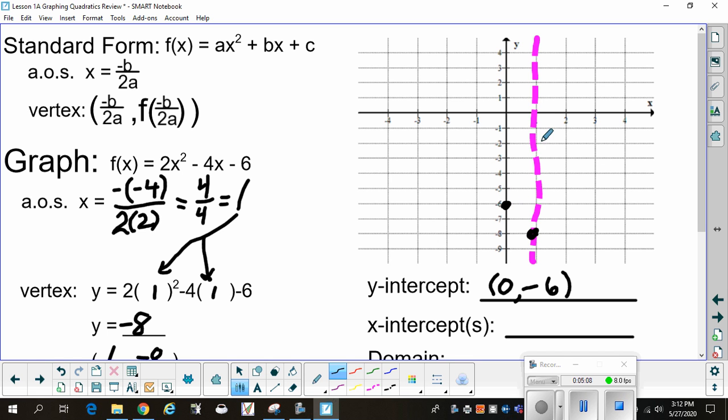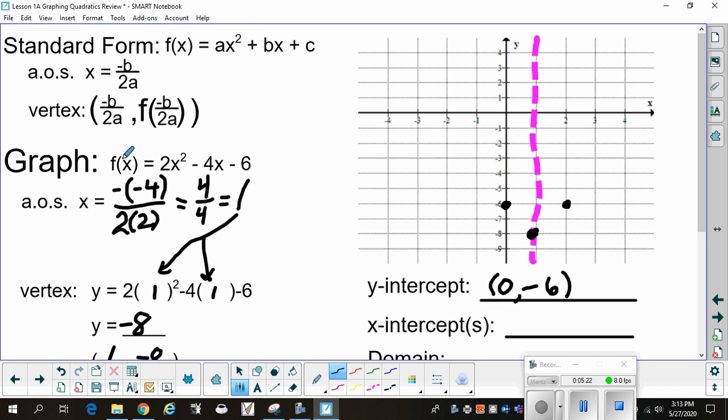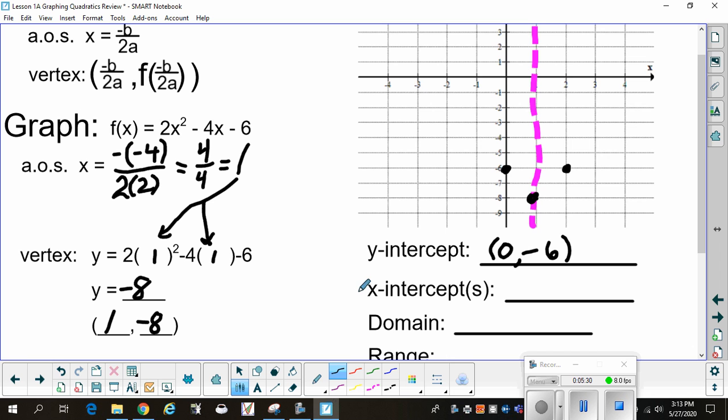Now the nice thing is because of the axis of symmetry, I'm symmetrical on either side. Since I went 1 to the left, if I go 1 to the right, I know I'm going to have another point. Now, my x-intercepts occur when y is 0. So I can plug a 0 in, but that's kind of ugly because we haven't talked about solving by factoring or anything else yet, so I'm going to wait.